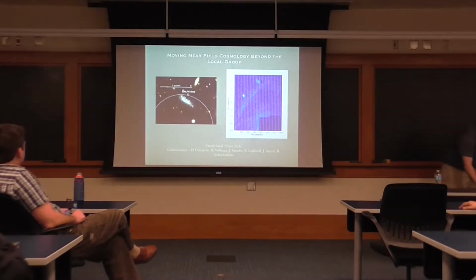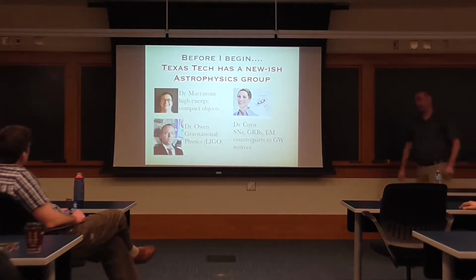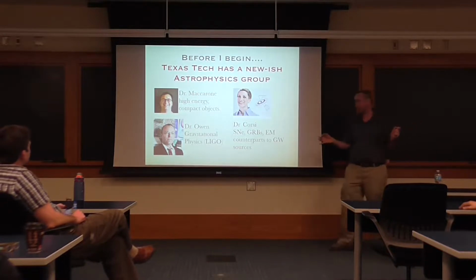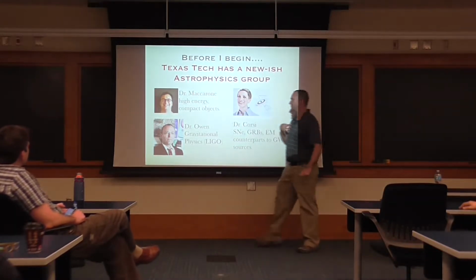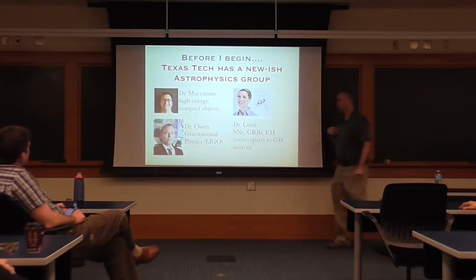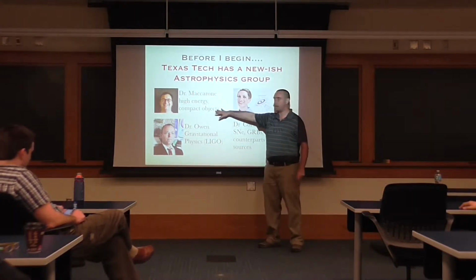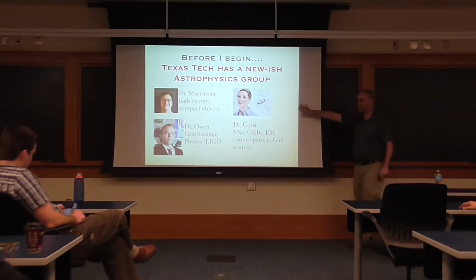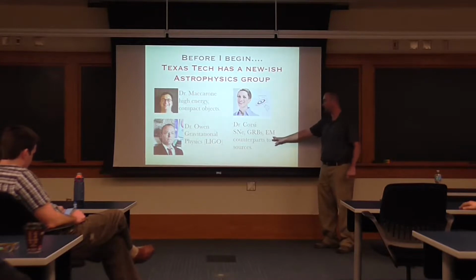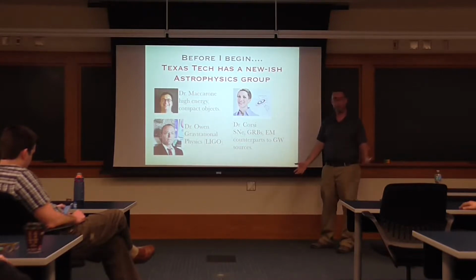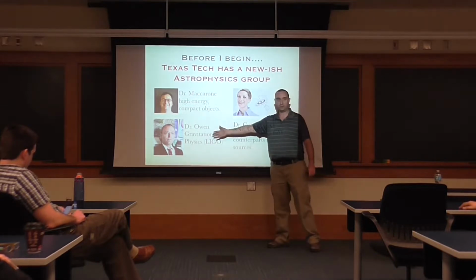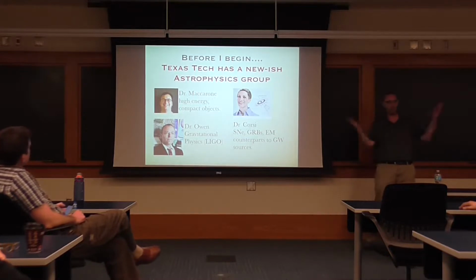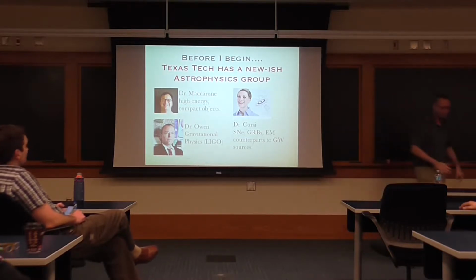My collaborators down there. I have to do this slide. Texas Tech has a new-ish astrophysics group now. Dr. Macron and myself were hired about 2 years ago. He does high-energy astrophysics, compact objects. Just this last fall, Alessandra Corsi came to our department. She studies supernovae, GRBs, gravitational waves. And she came with her husband, Dr. Owen, from Penn State. He's more of a physicist. He does waveforms for LIGO, things like that.